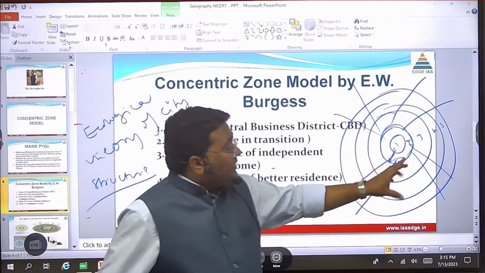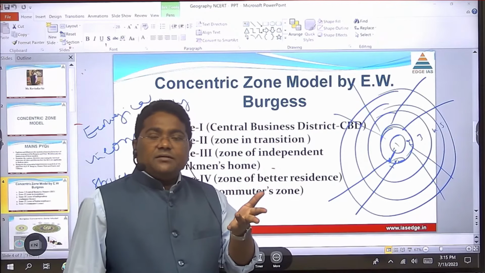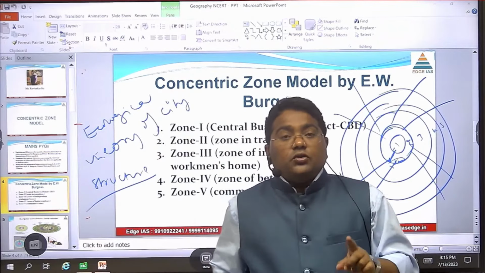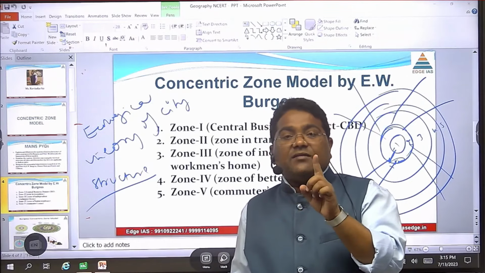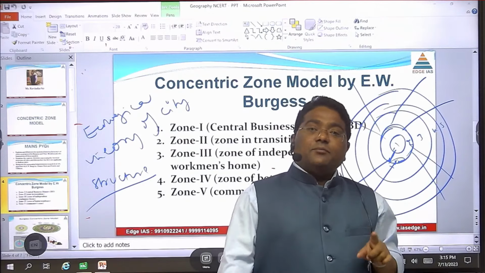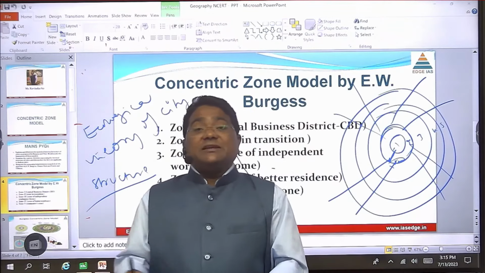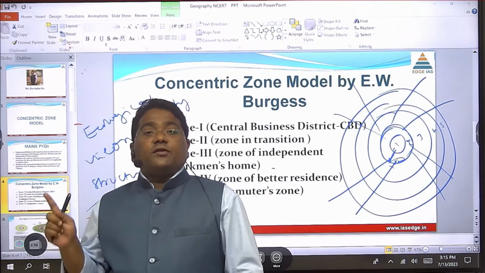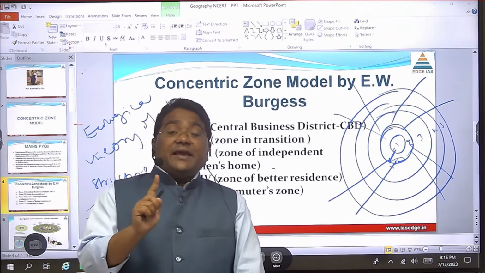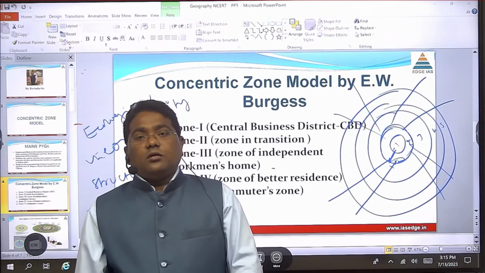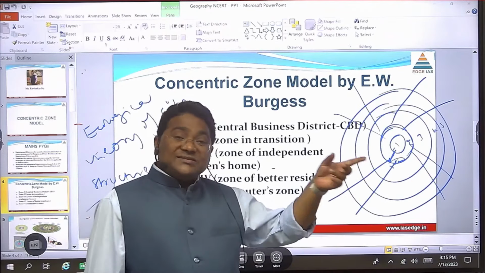Zone 2 has light industry. Nowadays, if you observe carefully, because of Supreme Court directions and the National Green Tribunal, industries present in zone 2 are directed to evacuate, because they cause air pollution and the death of people also, right? So zone 2 is also losing its relevance.